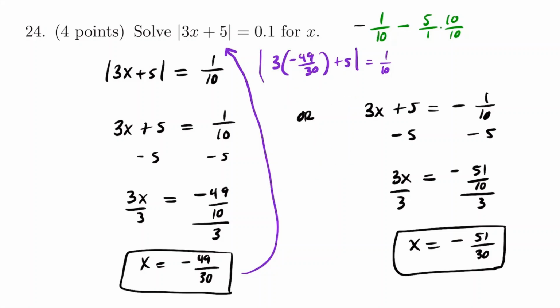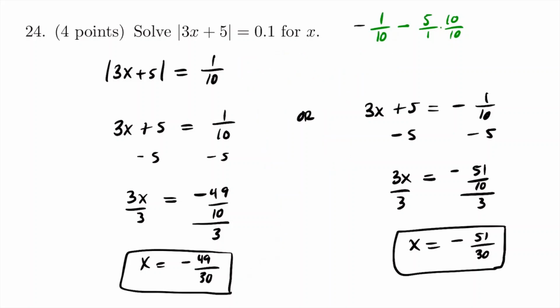Now let's go ahead and check the next one. We're plugging in negative 51 over 30. So again, this will simplify to negative 51 over 10 plus 5 in absolute value. Write 5 as 50 over 10. So you have negative 51 plus 50 over 10. So that's negative 1 over 10 in absolute value, which is 1 over 10. So both of these make sense. So that means we can conclude that our answers are both of these.